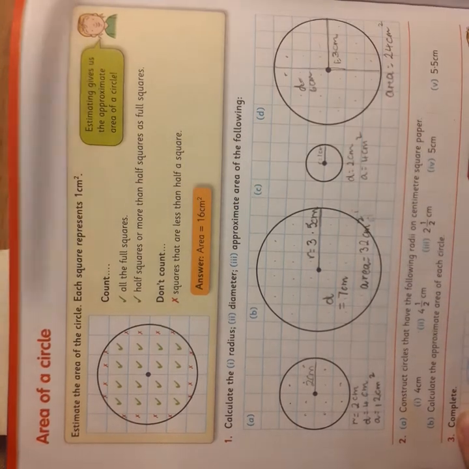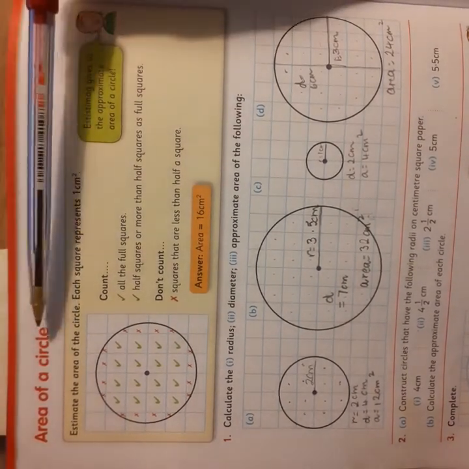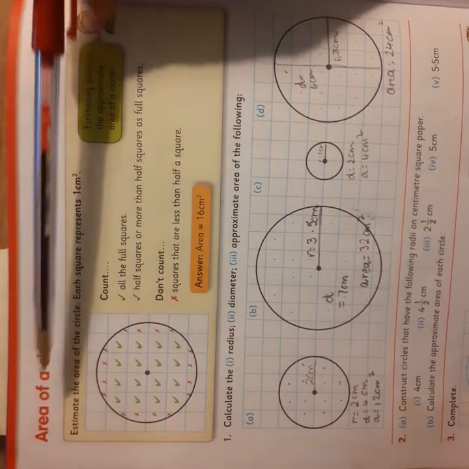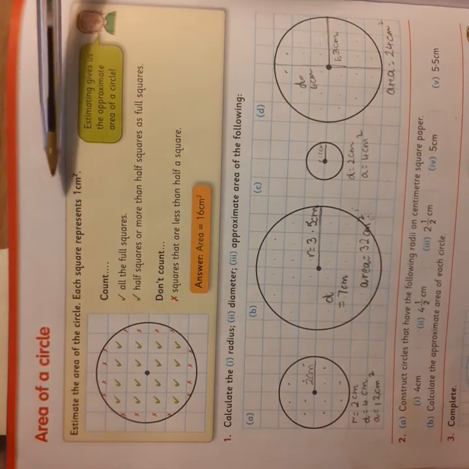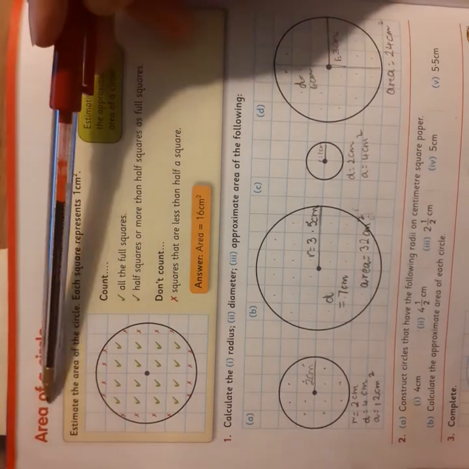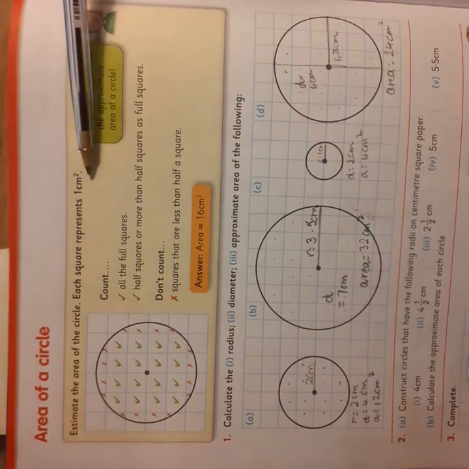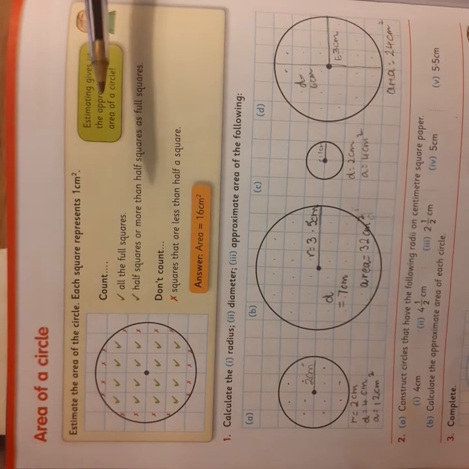Okay, in this video I want to look at correcting page 150. So page 150 was all about the area of a circle. In the example, you have to estimate the area of the circle, and each square represents 1 centimetre squared. Now it's very important that we remember that when we're talking about area, the unit is always squared. Okay, so if it's centimetres, the answer would be centimetres squared. If it was metres, the answer would be metres squared.